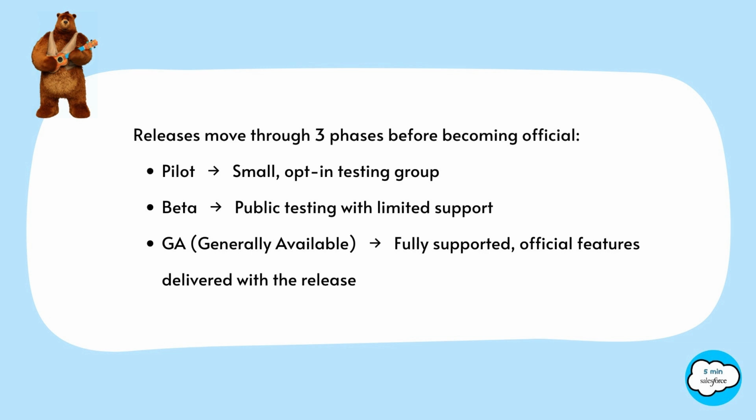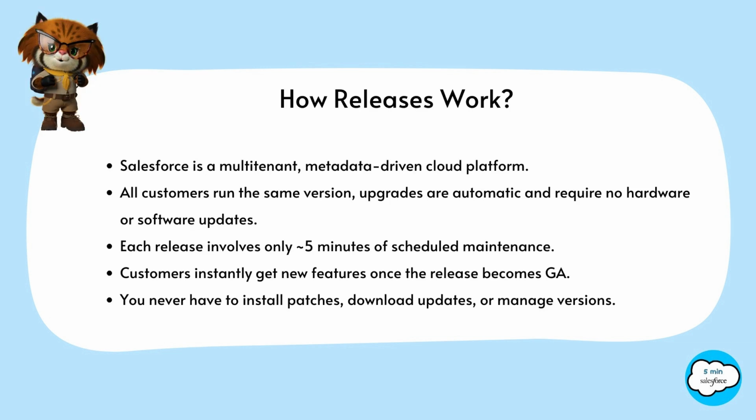Now, let's talk about how these releases actually work on the Salesforce platform. We know that Salesforce is a multi-tenant, metadata-driven cloud platform, which means all customers run the same version, and all the upgrades are automatic, and there is no need to worry about installing any update or managing hardware. Each release only involves about 5 to 10 minutes of maintenance on the Salesforce side, and after that we instantly get access to all the new features once they become generally available.